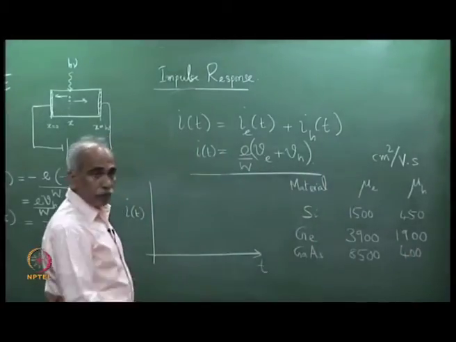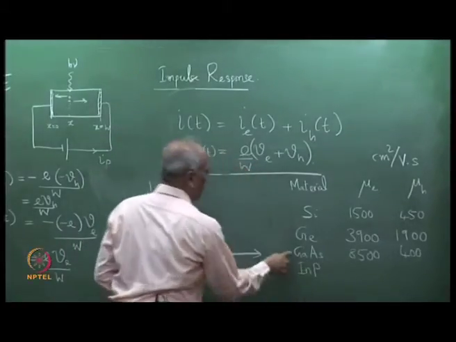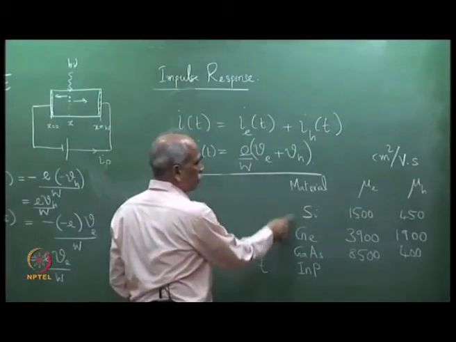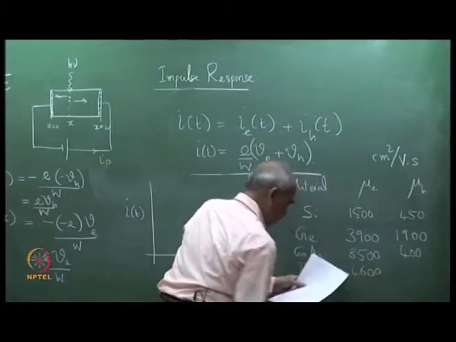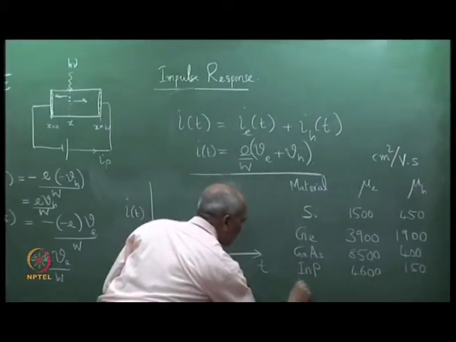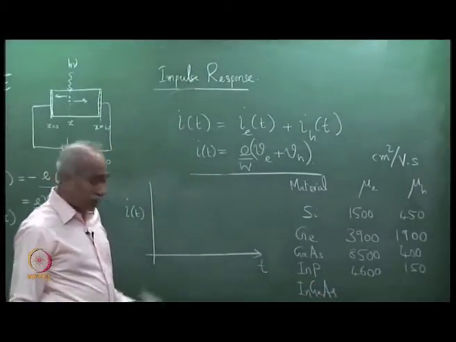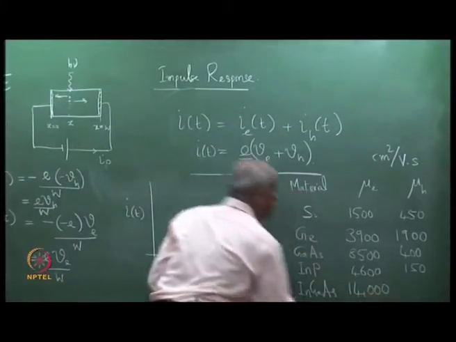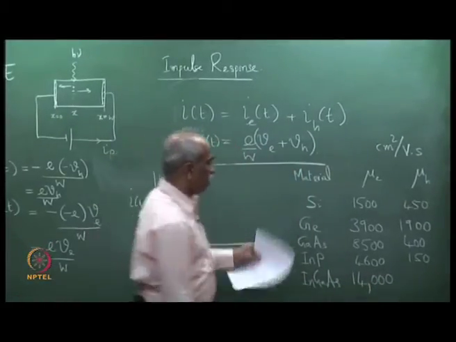The mobility of holes is much smaller. If you take indium phosphide, because gallium arsenide and indium phosphide are the most widely used binary compounds and the most widely used detector materials, this is 4600 and this is 150. And if we take indium gallium arsenide phosphide, indium gallium arsenide, the most important detector material, this is 14,000 and here 400.